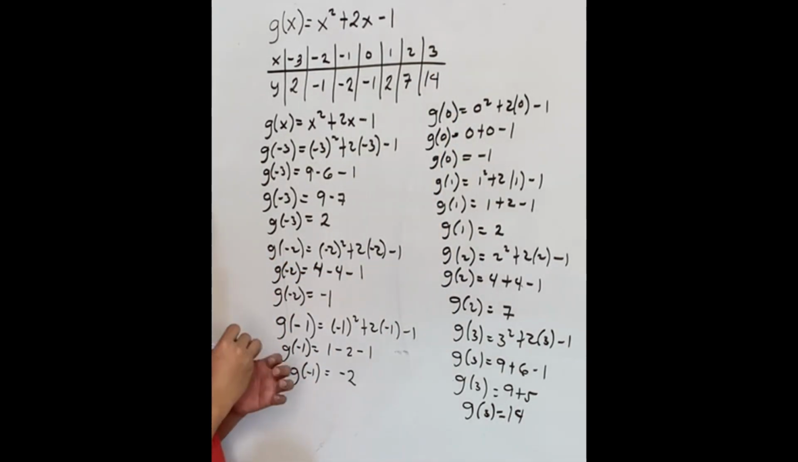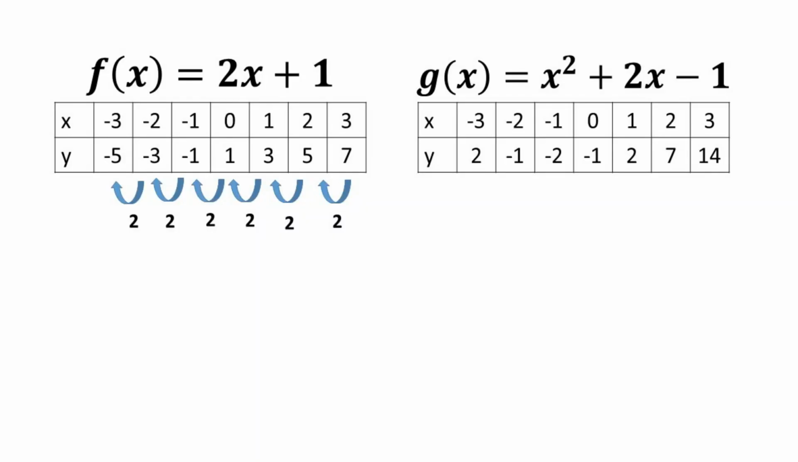Now we are done with completing the table of values for the function g of x is equal to x squared plus 2x minus 1. The table of values that we had is another representation of the function given earlier, f of x is equal to 2x plus 1. Aside from presenting the function as an equation, we could also represent it by using a table of values, or by using a set of ordered pairs and a graph. So now let's have the difference between the values of our y.